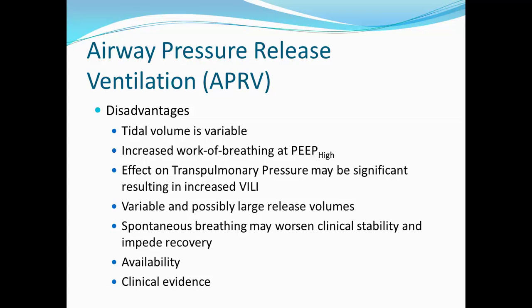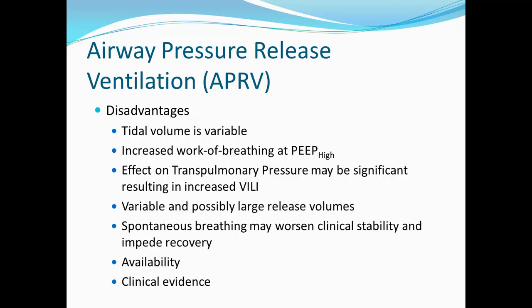However, if we're using a P high of 25 or 27 centimeters of water and the patient is allowed to have strong inspiratory efforts, the pleural pressure may be rather negative, which increases the transpulmonary pressure, which may result in an increased ventilator-induced lung injury.